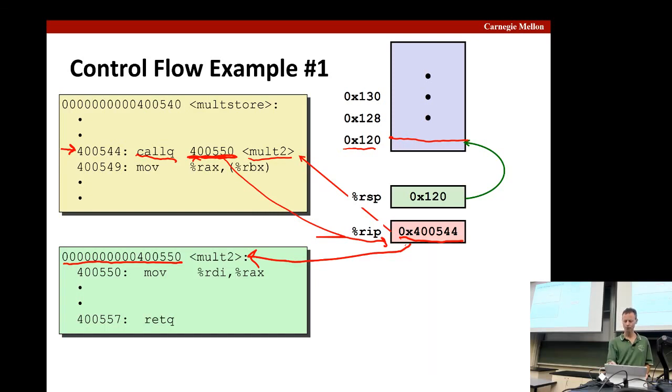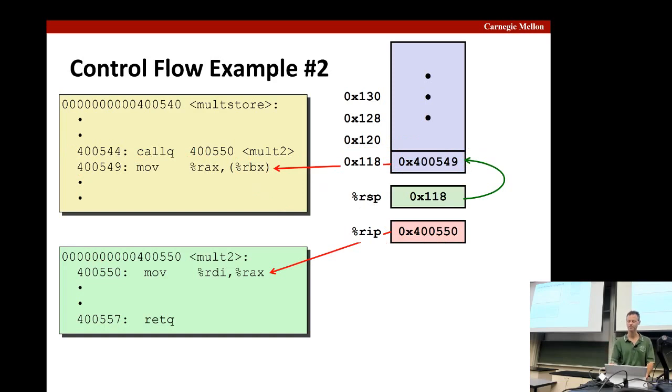We also need some way to get back. The convention on how to get back is that you put the return address, where to come back to, and push it onto the top of the stack. After we're done with this procedure call, the next instruction we want to execute is this one right here. And so therefore we want to put 400549 here. We want this to now point to here. And that's basically what this is showing.